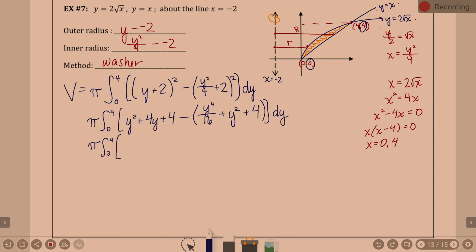If you want to go in order, I'm going to say minus y to the 4th over 16, going highest to lowest here. I think you just have two terms, right? Fours cancel, y squares cancel. Negative 1/16 y to the 4th, plus 4y.